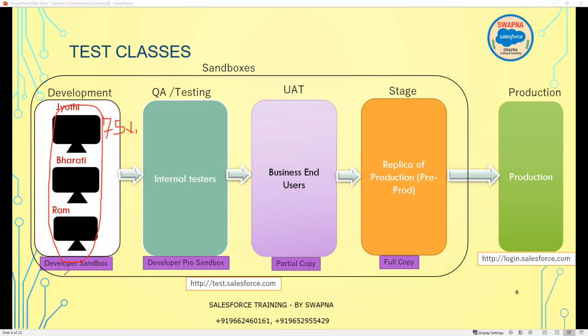Whether you write in this org, whatever the developer sandbox is there, in this developer sandbox, let's assume Jyoti has written the 10 classes, Bharati has written the 5 classes, and Ram has written the 10 classes. Overall, it should be 75%. Overall, when I run the test classes, it should give me minimum 75%. If it is giving more than 75%, that means we are safe. Now, it is a simple example.